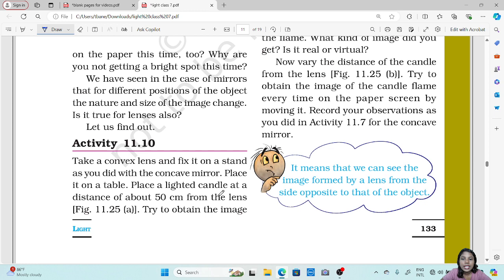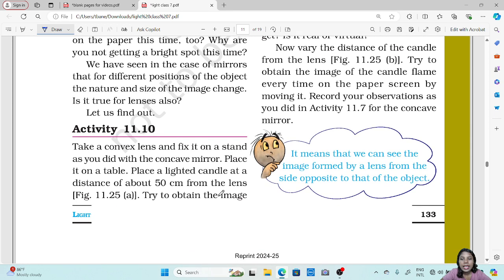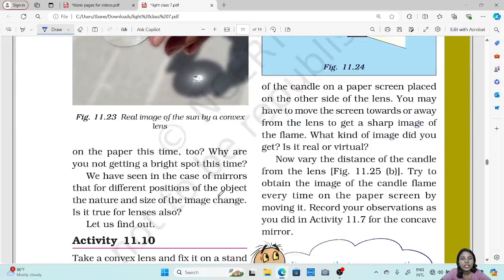Take a convex lens and fix it on a stand as you did with the concave mirror. Place it on a table. Place a lighted candle at a distance of about 50 cm from the lens. Try to obtain the image of the candle on a paper screen placed on the other side of the lens. You may have to move the screen towards or away from the lens to get a sharp image of the flame. What kind of image did you get? Is it real or virtual?